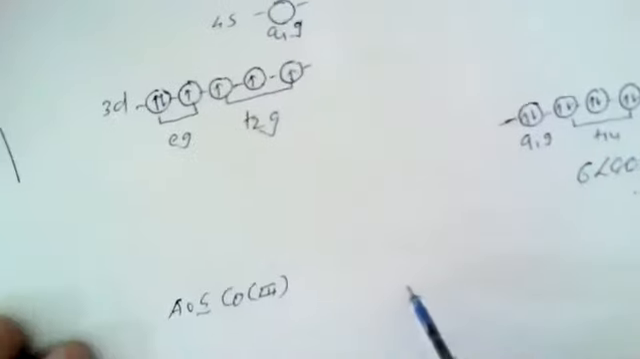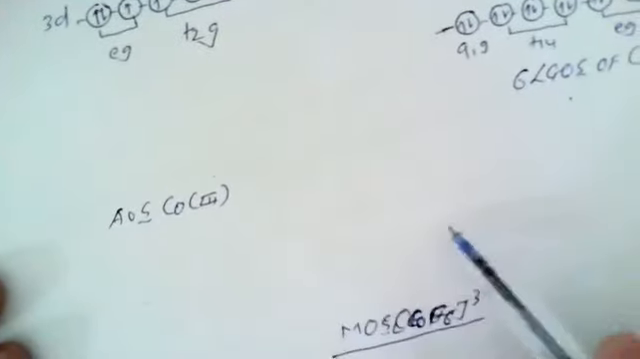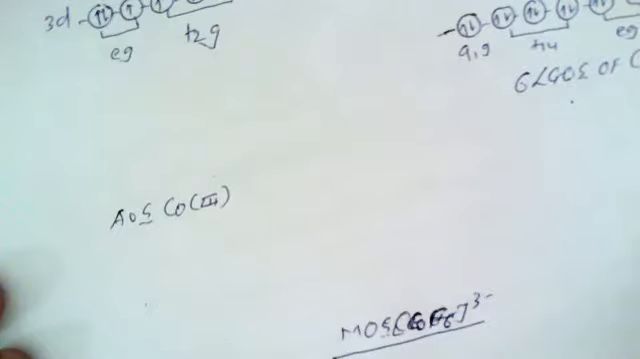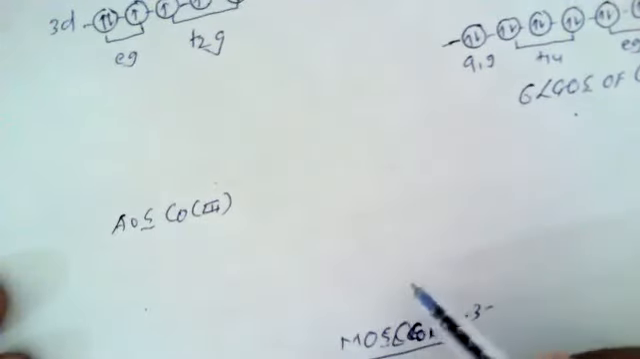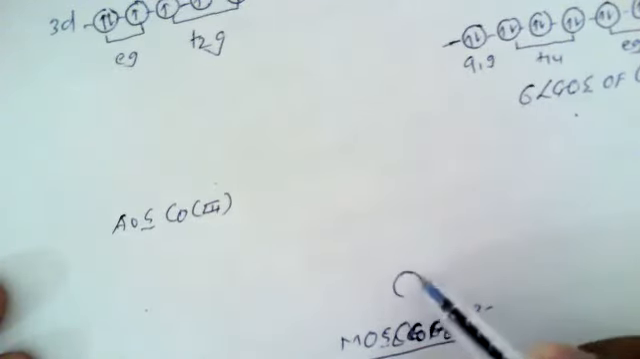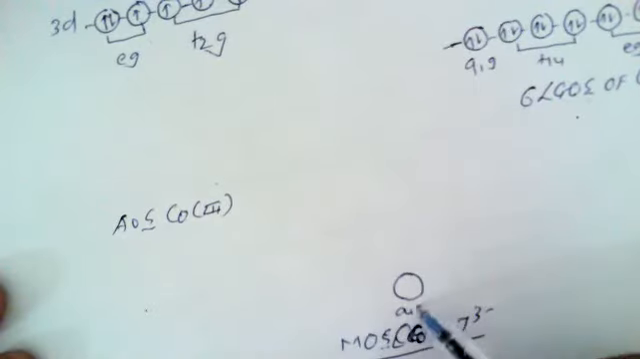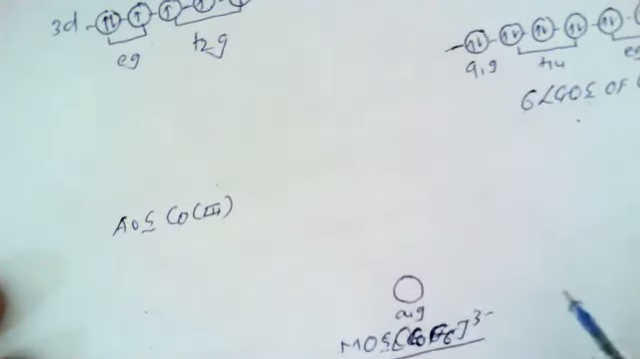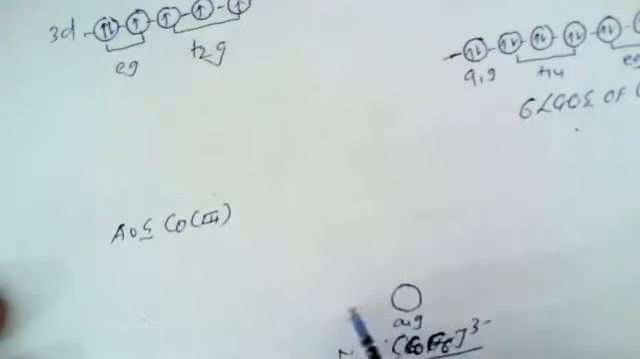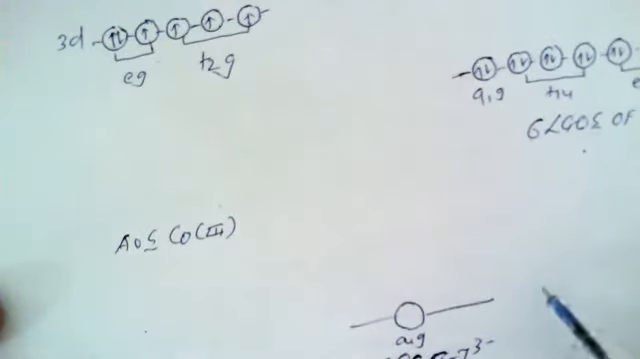Now the first bond between cobalt and fluorine is formed on account of A1G. So show in your diagram, the first orbital is A1G. Show this orbital A1G.